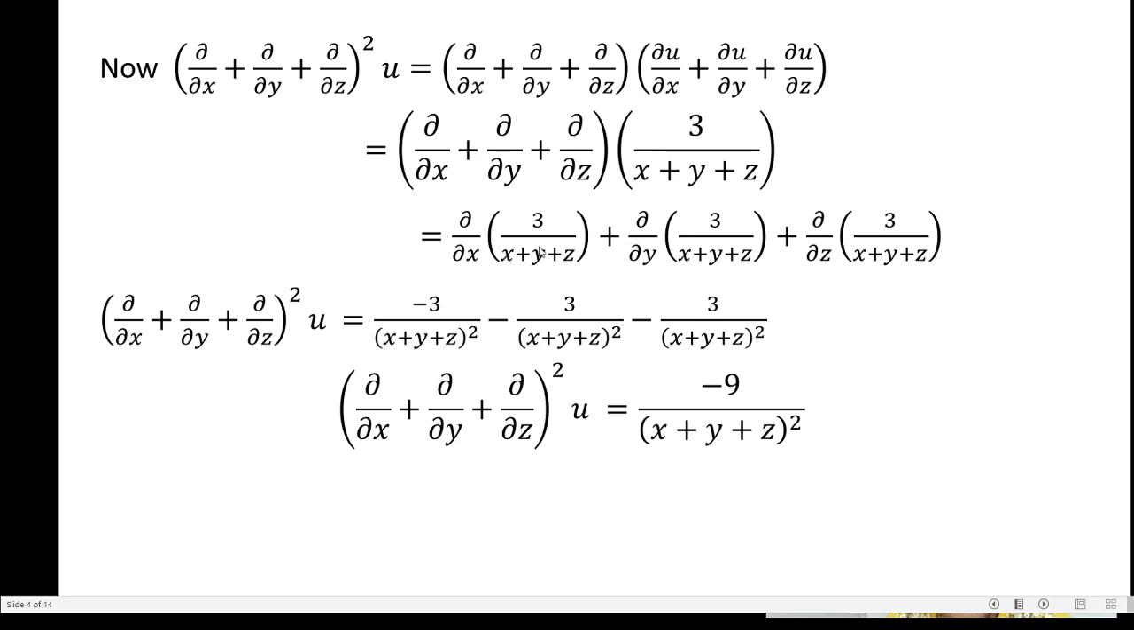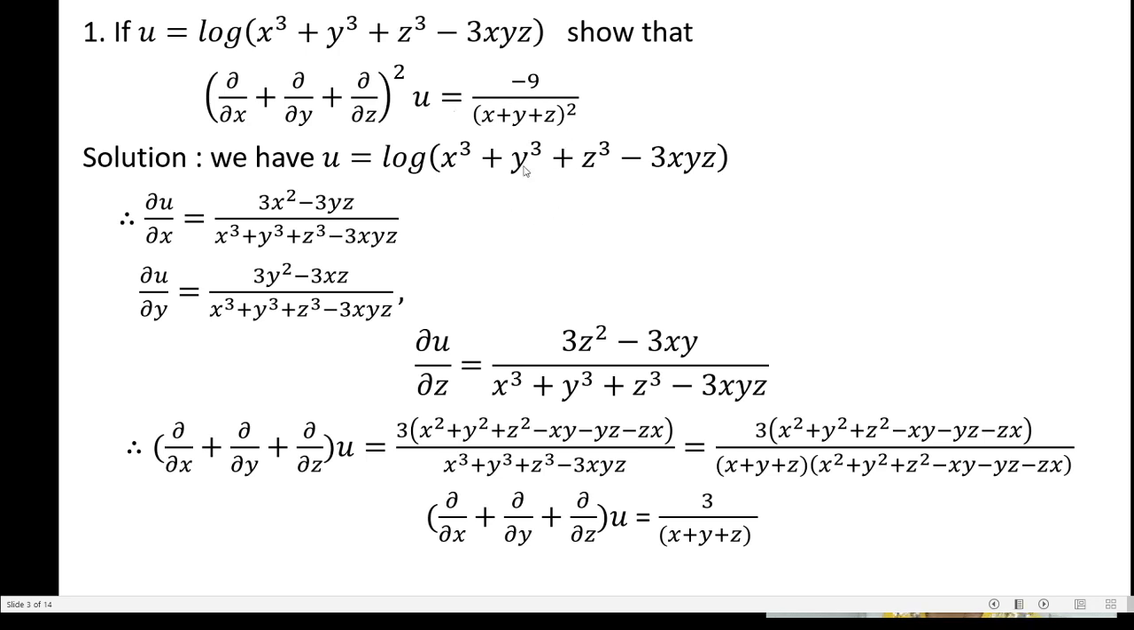The partial derivative with respect to x: the derivative of 1 divided by x plus y plus z is minus 1 divided by x plus y plus z whole square. So 3 is constant, minus 3 divided by x plus y plus z whole square, into differentiation of x plus y plus z, which is 1 plus 0 plus 0, that is 1 only. So I just write this one. In the similar way, minus 3 divided by x plus y plus z whole square, minus 3 divided by x plus y plus z whole square. And adding these, we have minus 9 divided by x plus y plus z whole square. This is the required result.